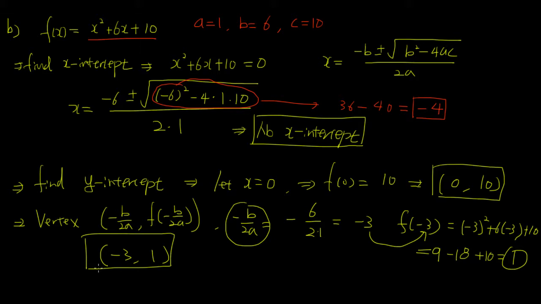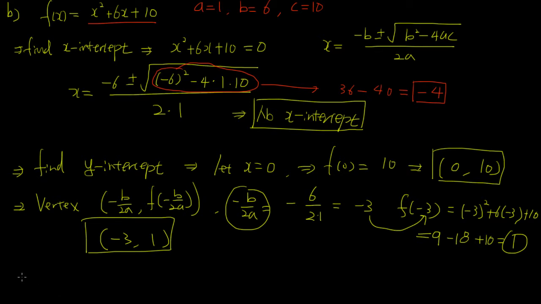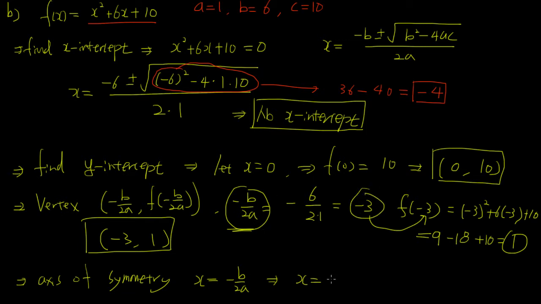Negative 3 and 1. If that's the case, what would be the axis of symmetry? Axis of symmetry, like I said before in our previous example, is x equals negative b over 2a, right? This value right there. What's our negative b over 2a? Well, negative 3. That's going to be our axis of symmetry.